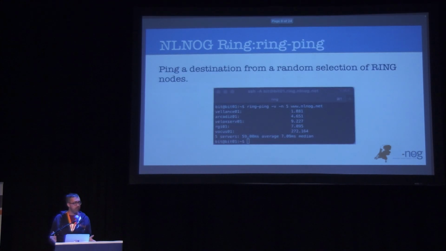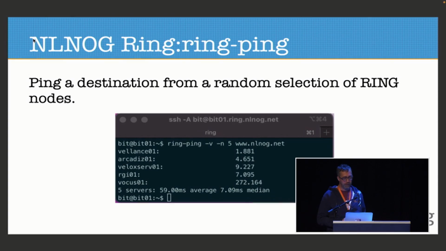So, ring ping, as I mentioned, you can use it just by logging into your ring node and running a ring ping with a destination. I chose -v for verbose and -n 5 to reduce the number of nodes tested. You get a nice output. These nodes are able to ping your destination. These aren't. These are the statistics, and that's it.